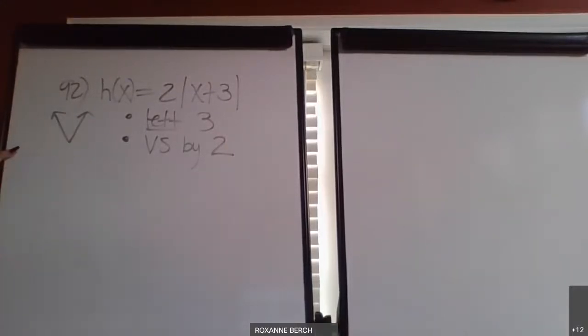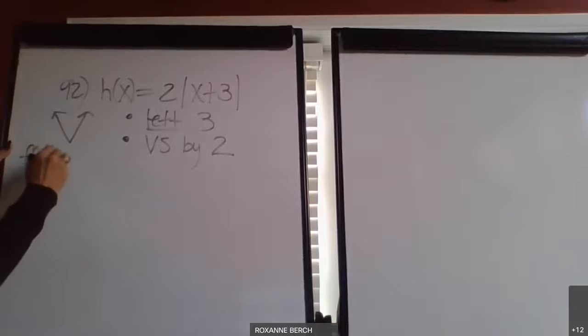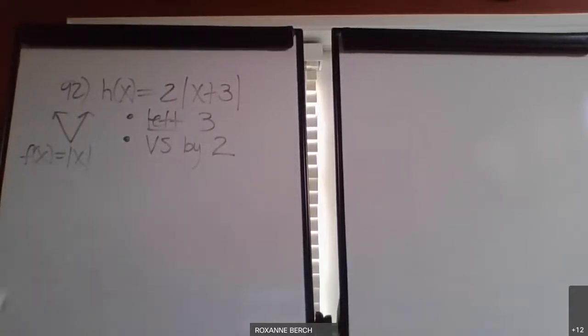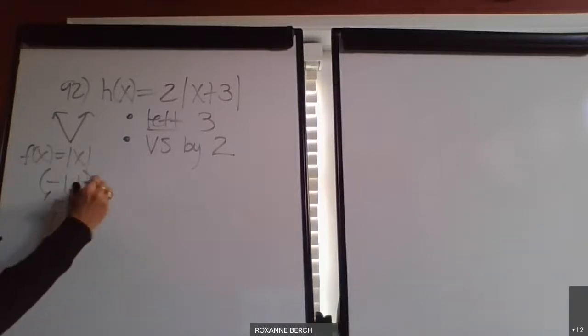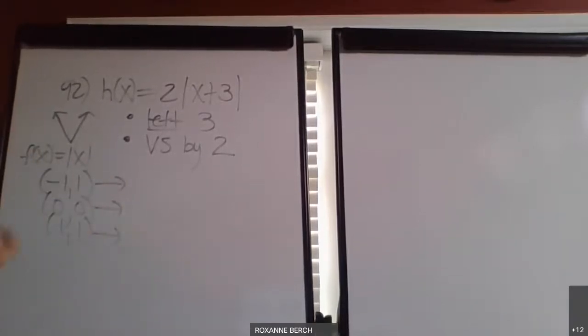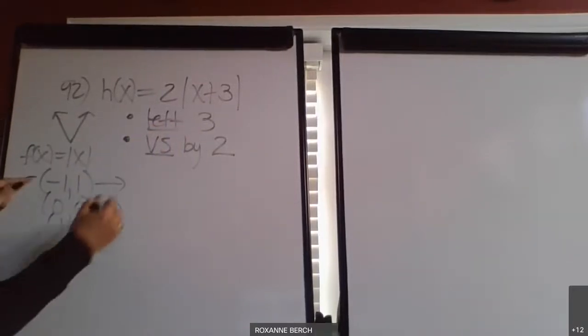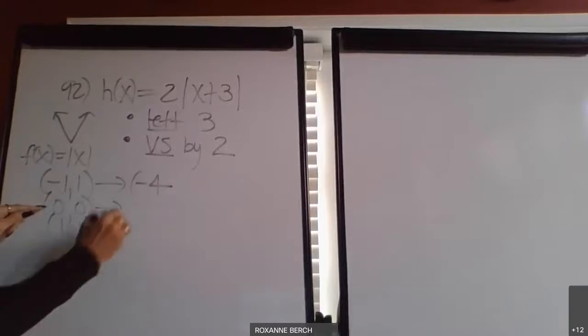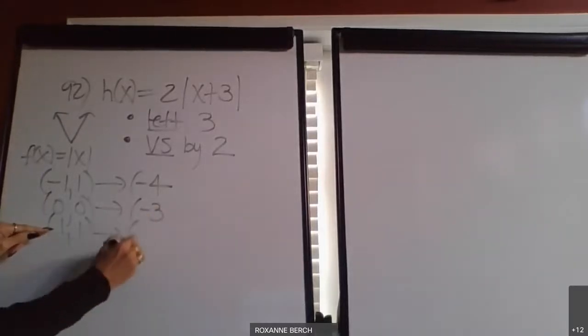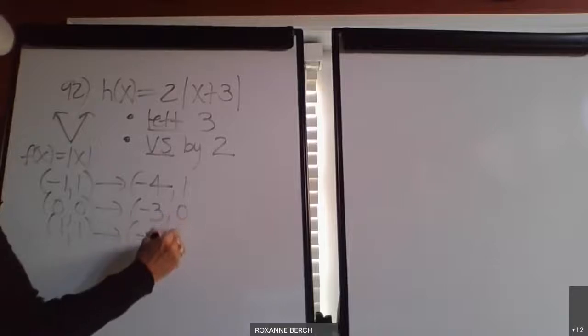Now, if you can't remember the points, remember you can take the parent and come up with the points on your own. Remember that absolute value is like the quadratic. The points are left 1, up 1, 0, 0, right 1, up 1. And if you can't remember that, put in a -1, absolute value is 1. Put in a 0, absolute value is 0. Put in a 1, absolute value of 1 is 1. So now, left 3 means the x: subtract 3 would be -4, -3, and -2, and the y values stay the same.